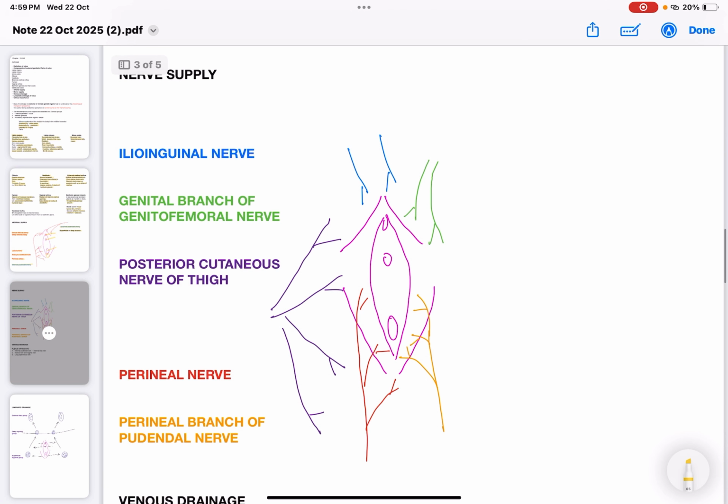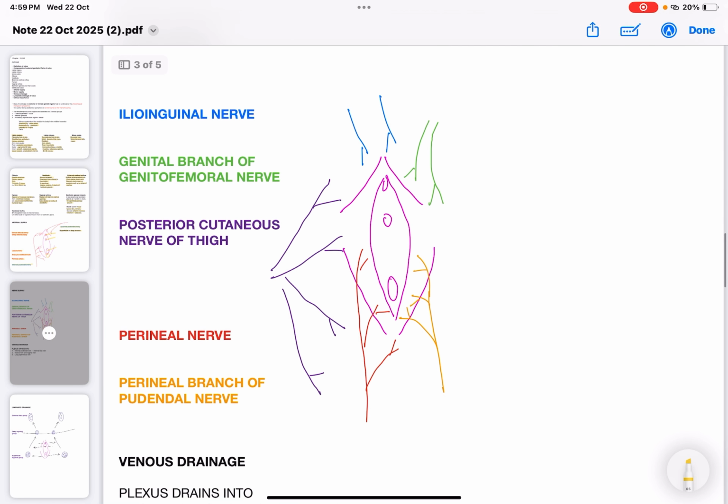Then we have nerve supply. So color coding helps you to easily memorize it. This blue color is your ilioinguinal nerve, green is your genital branch of genitofemoral nerve, purple is your posterior cutaneous nerve of thigh. Then we have perineal nerve and pudendal nerve, or we can say perineal branch of pudendal nerve.